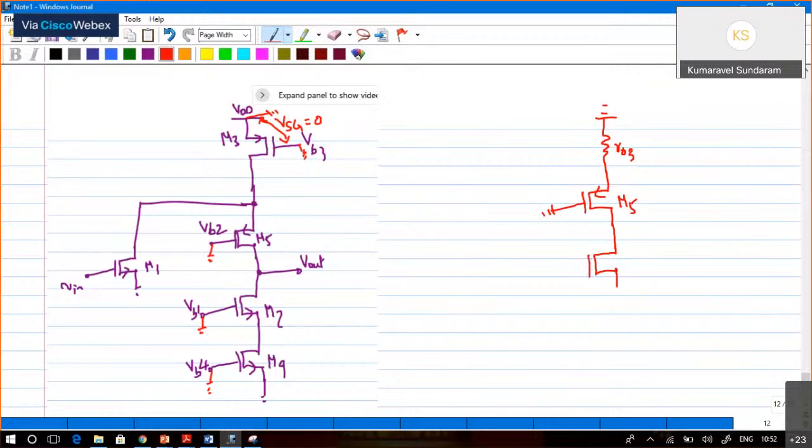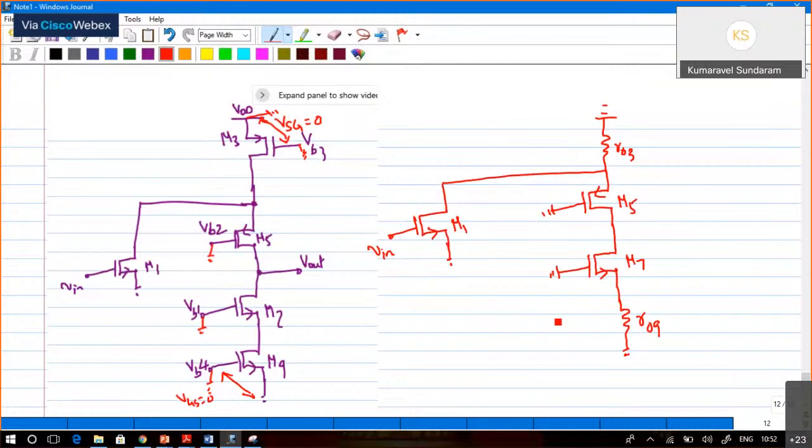And here if you observe, VGS equal to 0, so this is going to be grounded. And here the input signal M1. Okay, so here you are going to have Vout. Now we need to determine the gain GM times R out. This is the small signal gain GM into R out. So we need to find GM and R out.